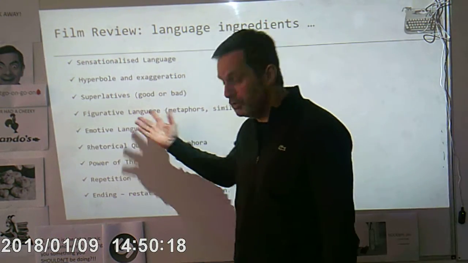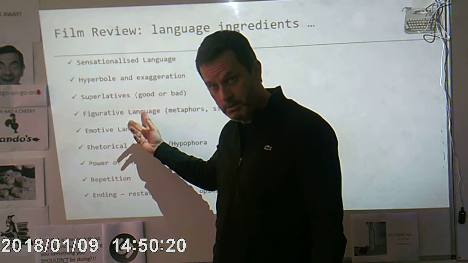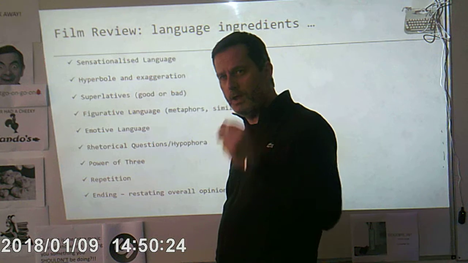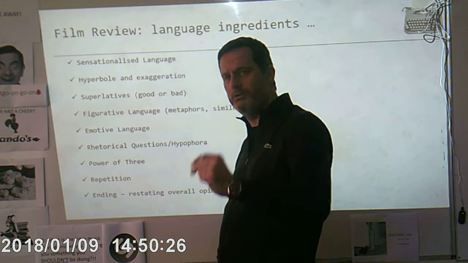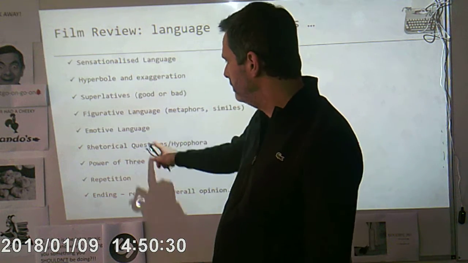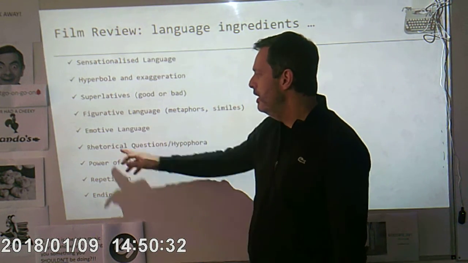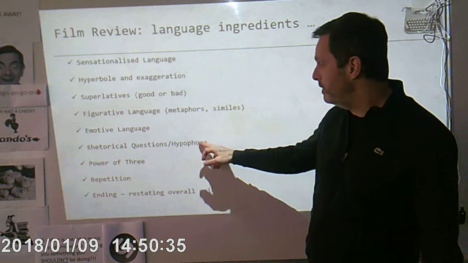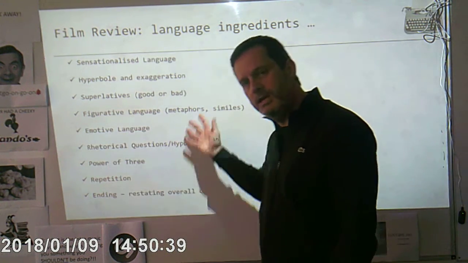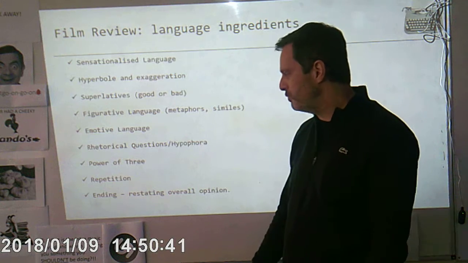Emotive language, you're trying to get to your audience. If it's a really amazing film, something emotively along the lines of, it will impact negatively on your whole life if you do not watch this film. It'll change the way that you view the world. So you can use emotive language in there. Use of rhetorical questions, and as I said before, hyperbole is very common, power of three, repetition. All of those techniques can be added in there as well.